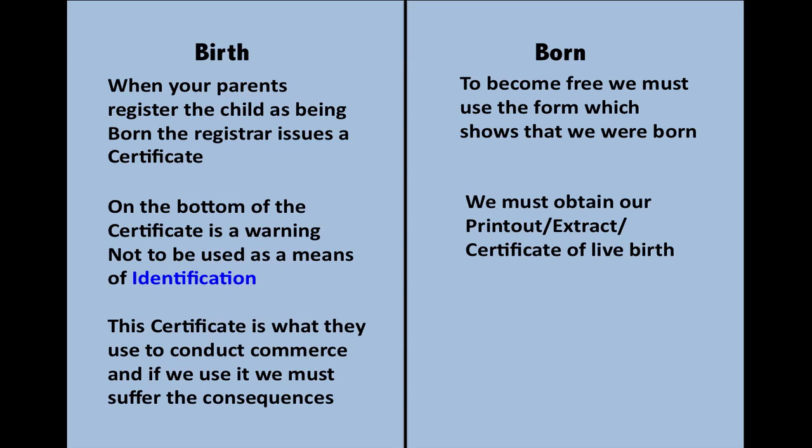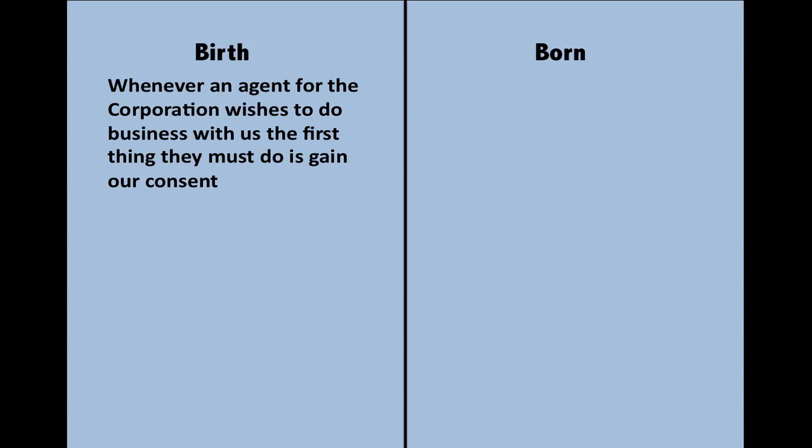Now, both these certificates, both the printout and the birth certificate, are on security paper. The biggest clue that I can give you is that they are both on security paper, meaning they are registered securities with the Treasury. Bear that in mind. So whenever an agent for the corporation wishes to do business with us, the first thing they must do is gain our consent.